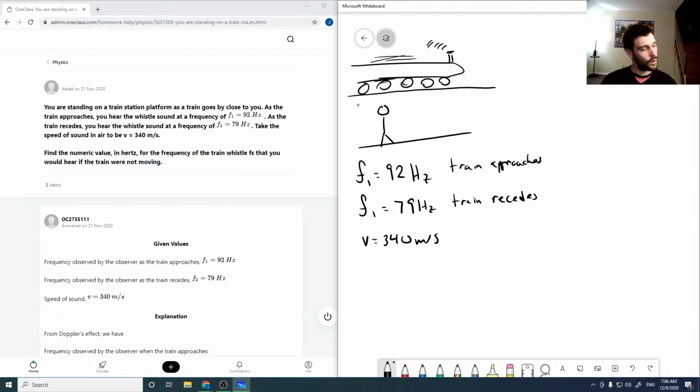Okay, so the frequency heard by an observer is the speed of the wave plus the speed of the observer over the speed of the wave plus the speed of the source times the actual source frequency. And so in this case, our observer is not moving.